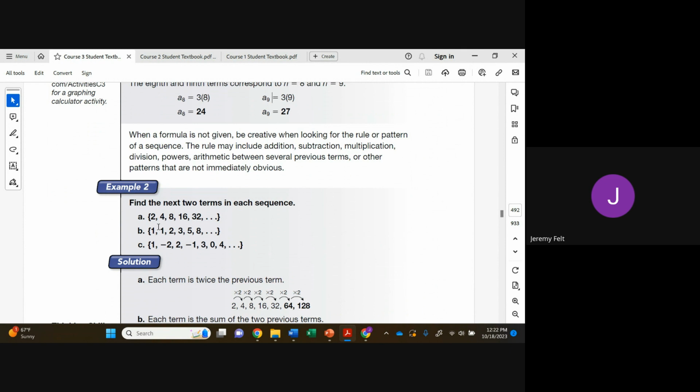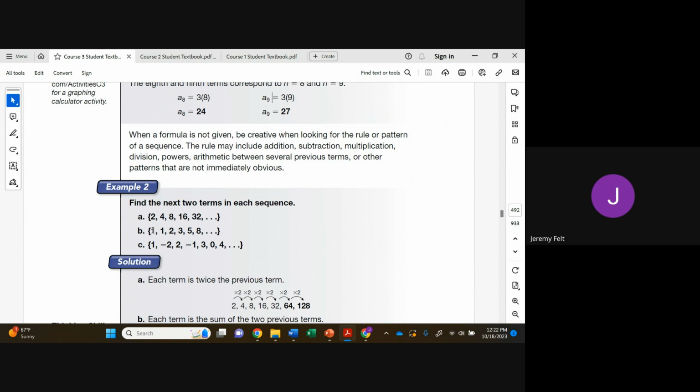B is one that obviously doesn't look as obvious. Well, 1, 1, 2, 3, 5, 8. Okay, that one might be a little trickier to figure out what's going on. We have a 1 and a 1. So how do we, we're not adding something to get from 1 to 1. Are we multiplying? Are we doing a power? We have 1, 1, 2, 3, 5, 8.